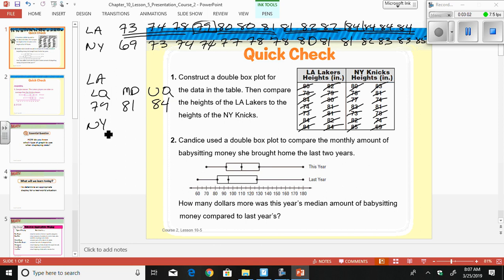And then for New York, we have 7 and 7. So here in the middle between 78 and 80 is 79. Lower quartile, 3 and 3, so 74. And then 3 and 3, so 82.